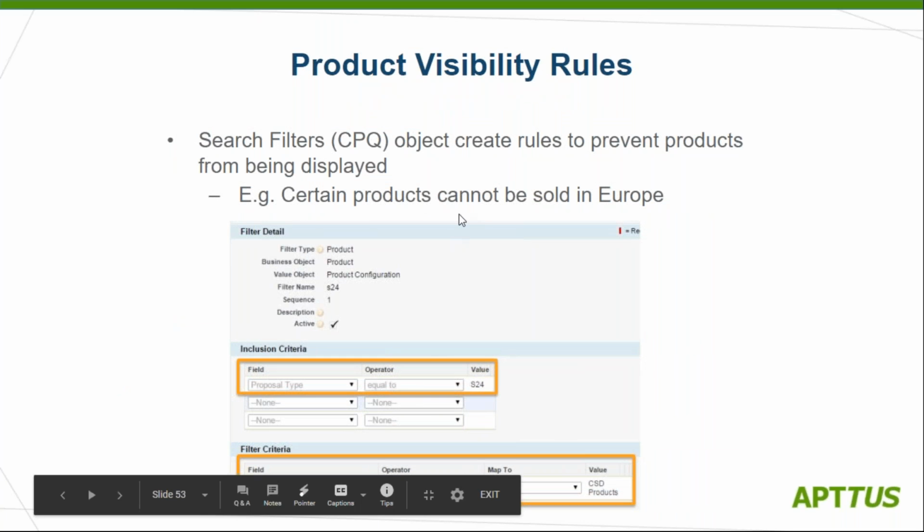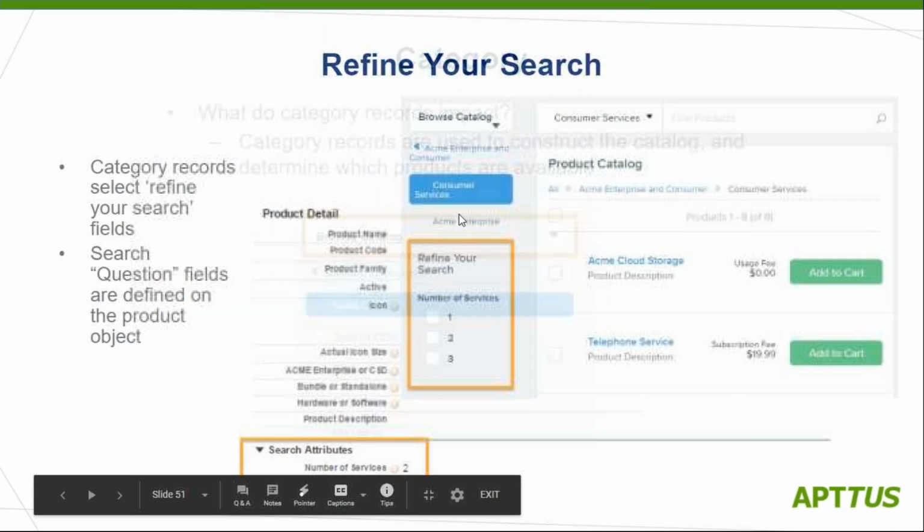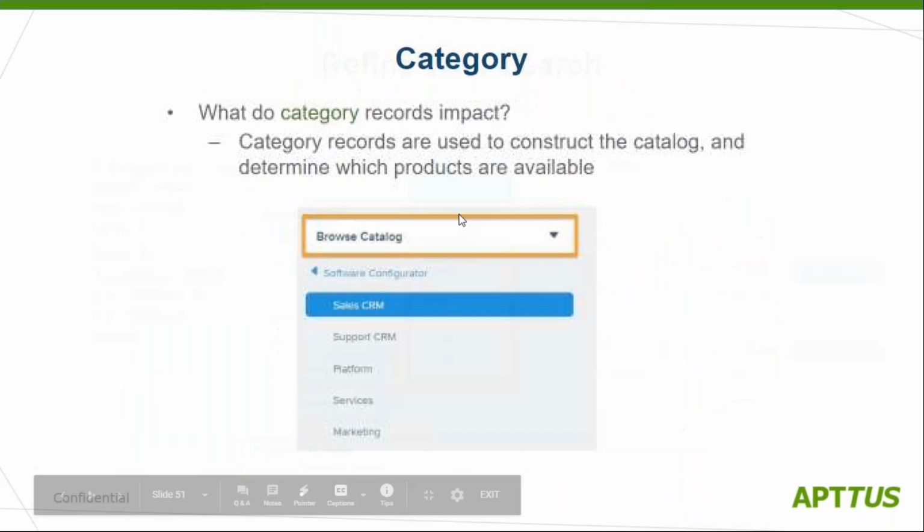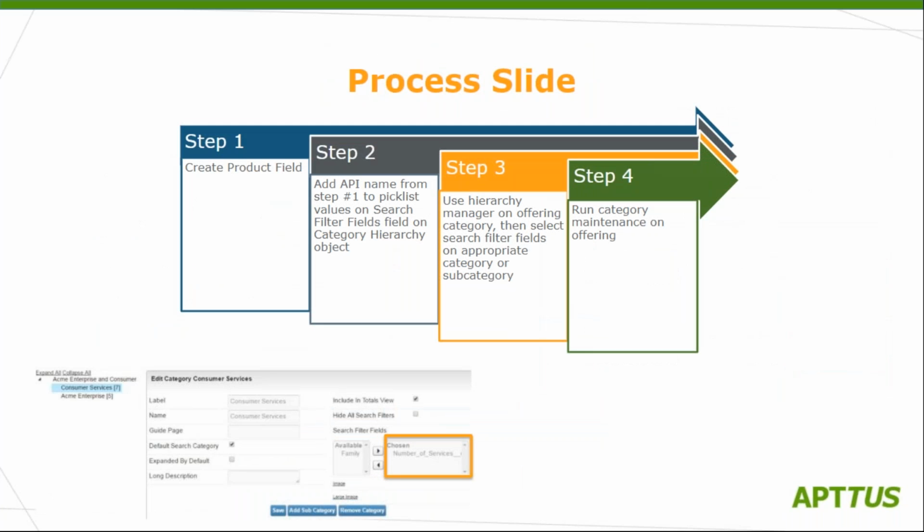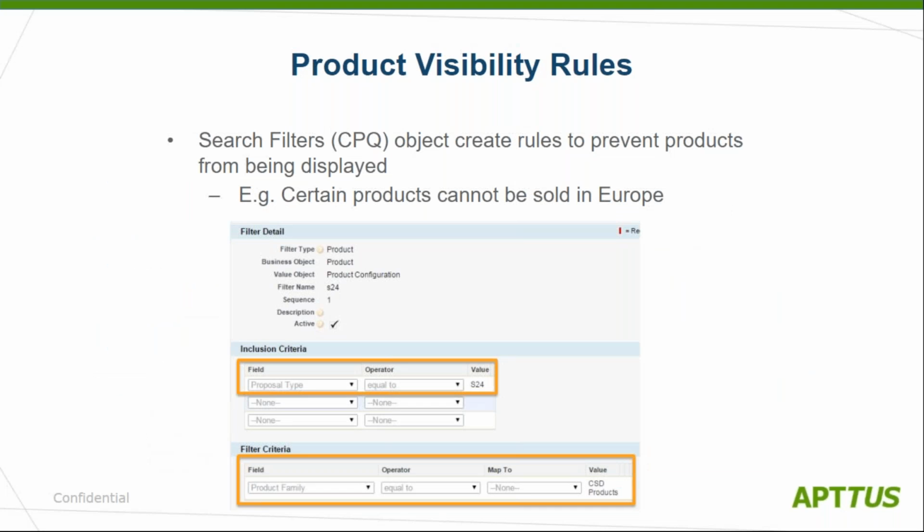So for selling the right product, one is search, then category, the third is refine your search, and now the fourth one is product visibility rules. Product visibility rules, also called search filters for the CPQ object, are rules to prevent products from being displayed. For example, certain products cannot be sold in Europe.